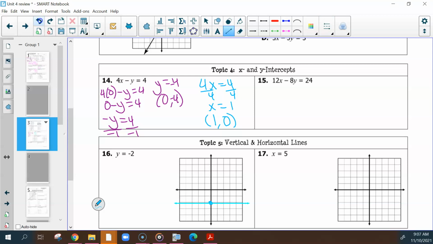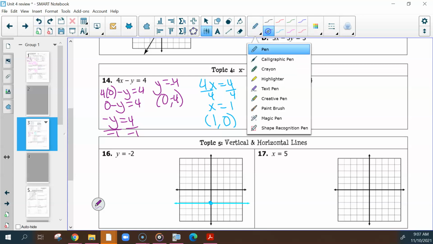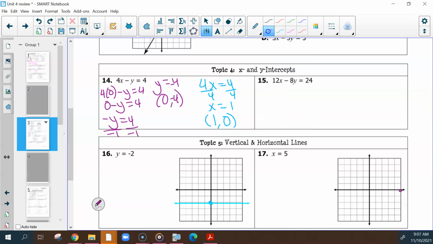And make sure your line has arrows. It's as straight as possible, and it's horizontal. If you made it vertical, that would not be a y equation, that would be an x. So 17 is going to be which type of line? Vertical. At 5, so find where x is 5 on the x-axis, and draw a vertical line through that.